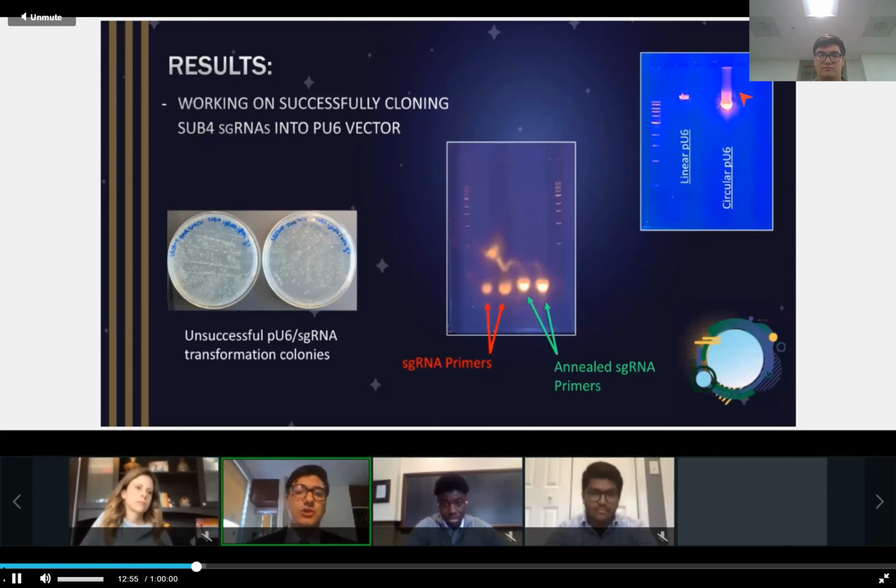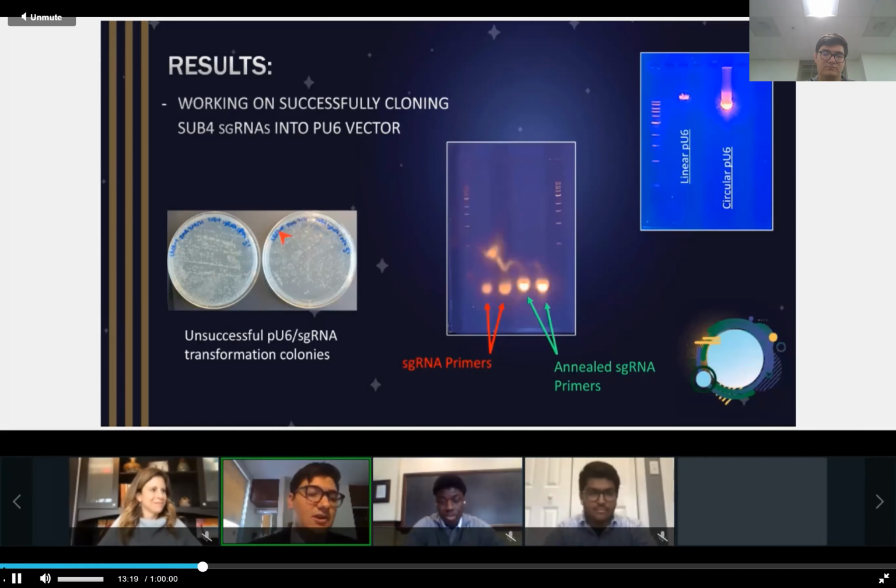In order to attach those guide RNAs with the PU6, we had to make a cut because the PU6 is circular, so we had to cut it to open it up. That way we can add the sgRNAs on either side. This shows that we used the BsaI enzyme, and it shows we successfully cut it because the linear runs higher than the circular, because circular DNA runs faster than linear.